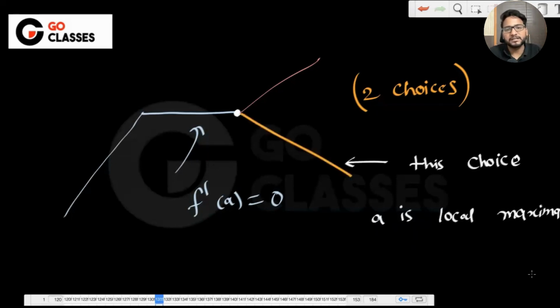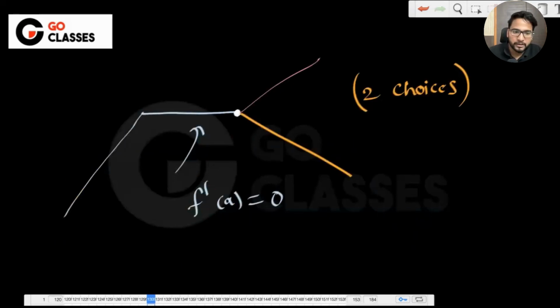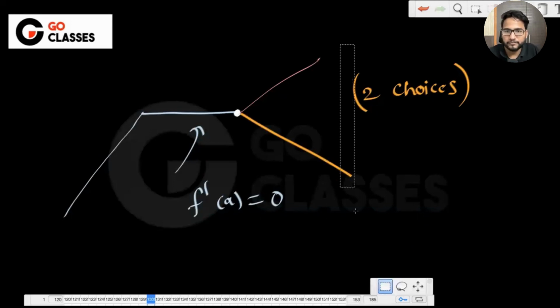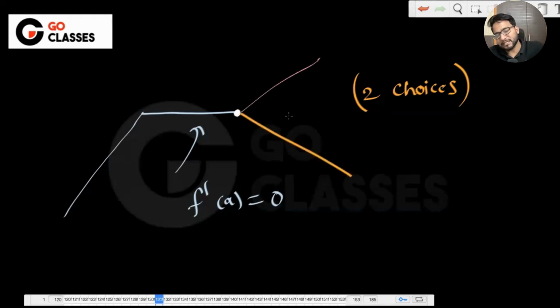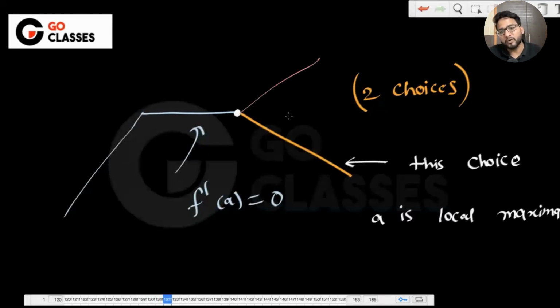So basically, if you are at this point, then the function has two choices. I'm just zooming it a billion times. You can just think in those terms. The function was, let's suppose, increasing, then suddenly it became flat. And now you have two choices, which means from here, either the function may start decreasing, or it may become increasing again. So if it started decreasing, then you will say it is local maxima.